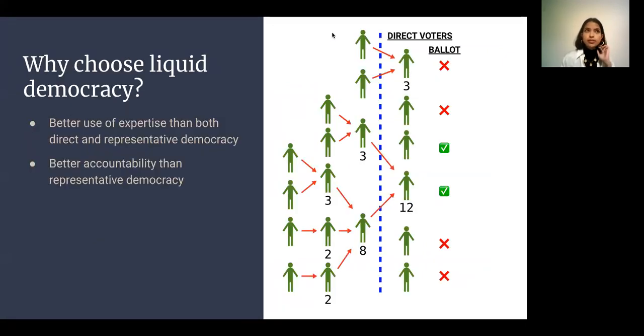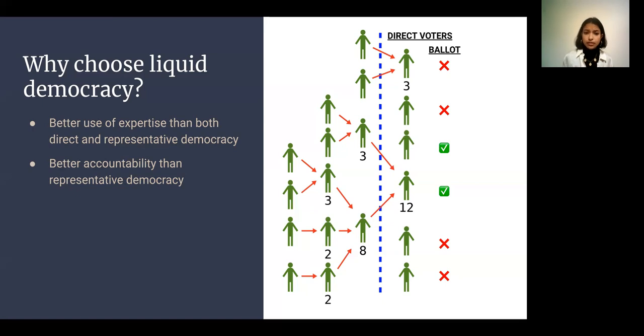So liquid democracy makes better use of expertise than both direct and representative democracy. The reason why is that if I decided that I was not really well qualified to vote on an issue, or I decided I didn't have the time to research an issue, I could delegate that vote to somebody who I think is in a better position to make that decision. So that's kind of the benefit over direct democracy.